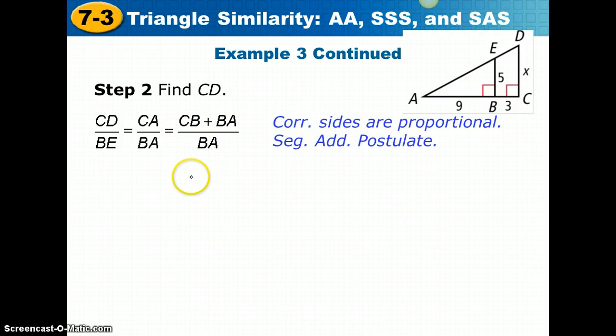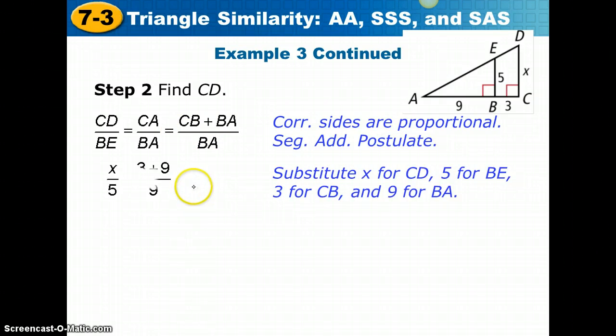Now, most of us are going to jump straight to writing in these numbers. By substituting x for DC, or CD, it corresponds to BE, 5, so that ratio, x to 5, would be the same as the ratio of the full side AC, which is the sum of these two parts, over AB. So x over 5 equals 3 plus 9 over 9. Well, you'll notice 3 plus 9 is 12, so x over 5 equals 12 over 9.